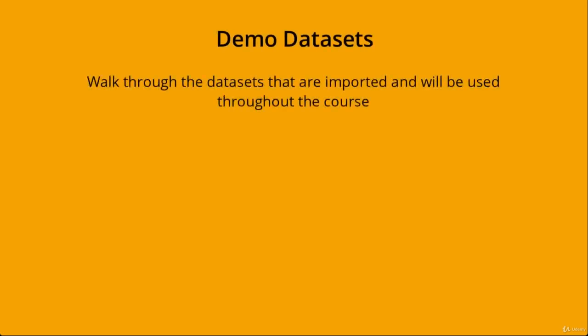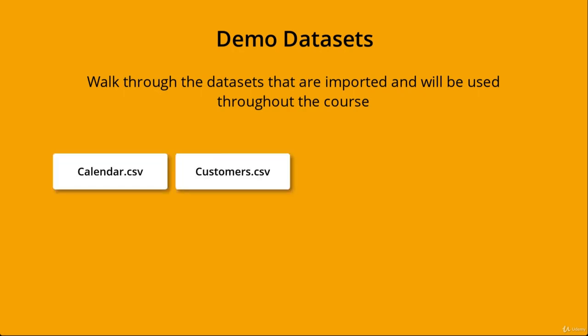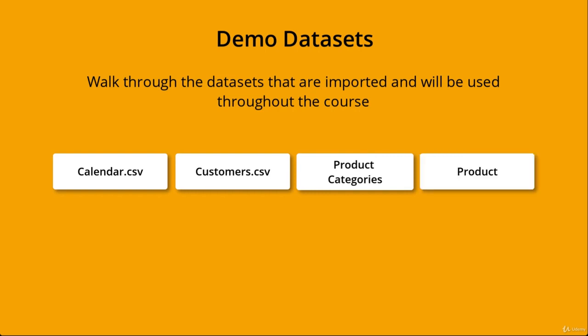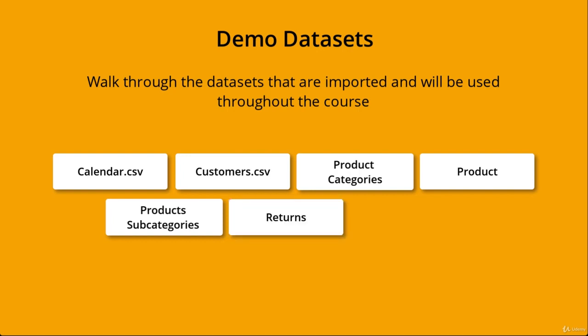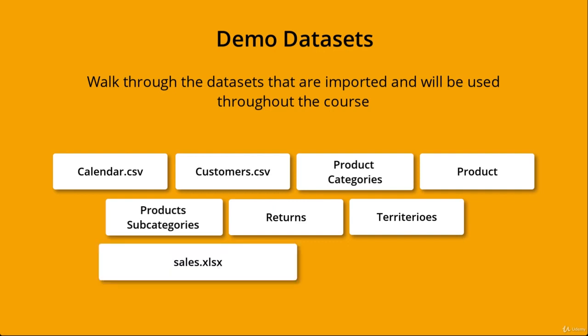Now let me quickly take you through the datasets that we will be making use of throughout this course. So the datasets that we will be using are calendar.csv, customers.csv, productcategories.csv, products.csv, productsubcategories.csv, returns.csv, territories.csv. The sales.xlsx file that you see here is a consolidation of the files in mastersales.zip. You can download all these from the resources sections of this lecture.